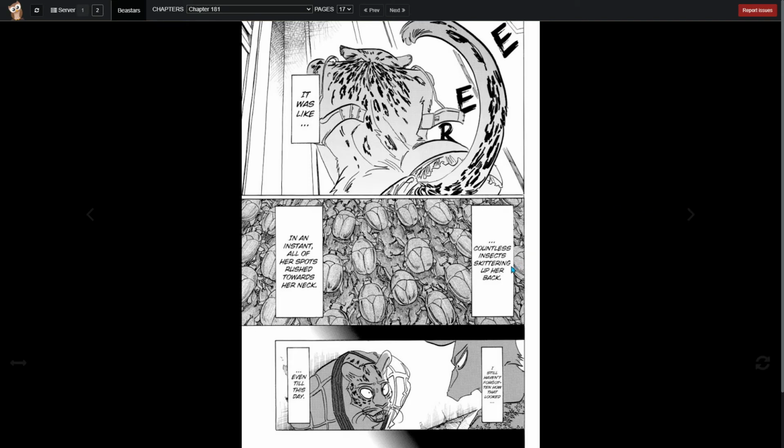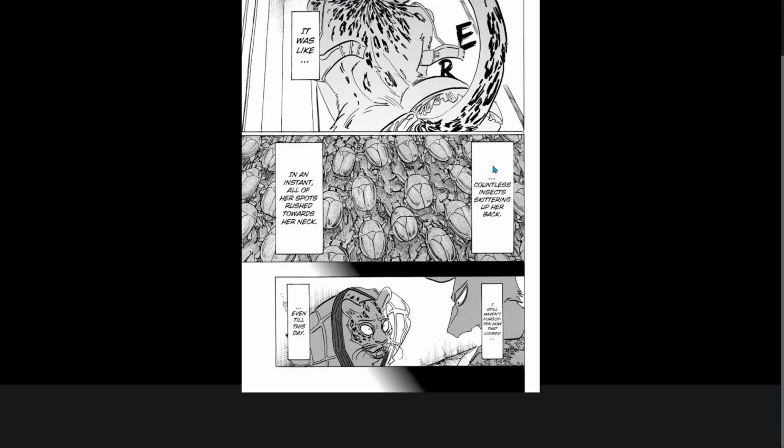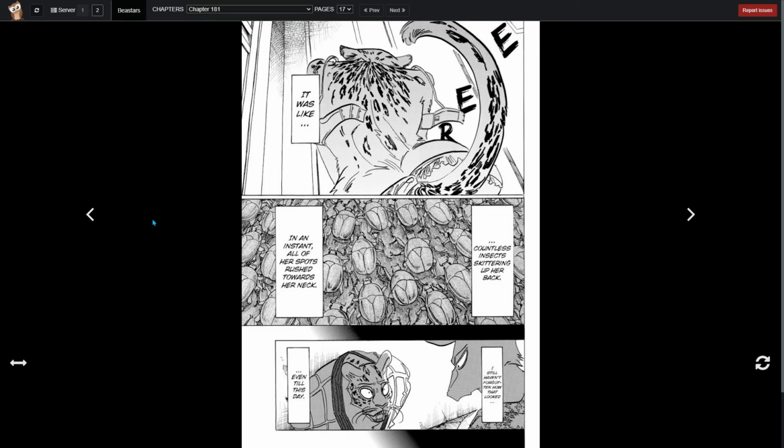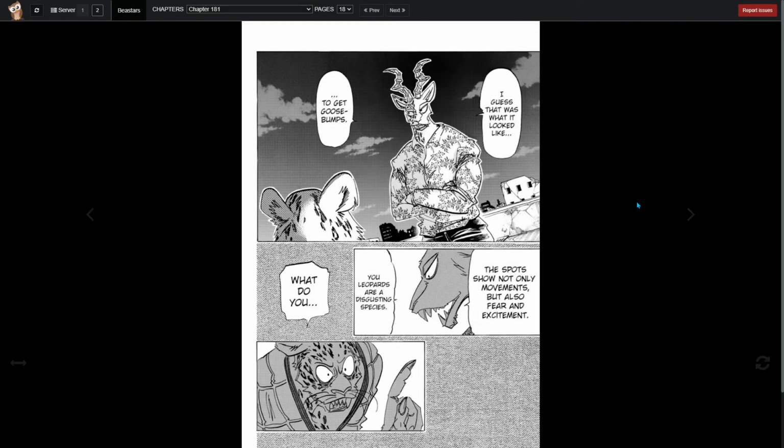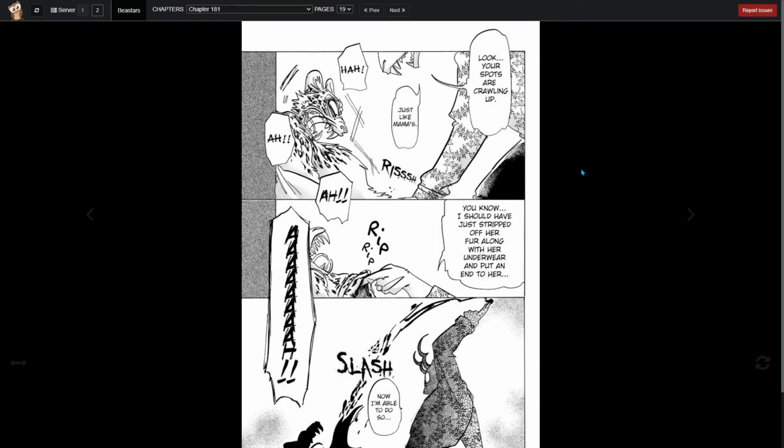It was like countless insects skittering up her back. In an instant, all of her spots rushed toward her neck. Wait, why her neck? I still haven't forgotten how that looked, even to this day. So that's why he froze when the Madara Gumi were here. So I guess that was what it looked like to get goosebumps. The spots show not only movement, but also fear and excitement. You leopards are a disgusting species. What are you? His finger? Wait, what? Look at your spots. Look, your spots are crawling up just like Mama's.